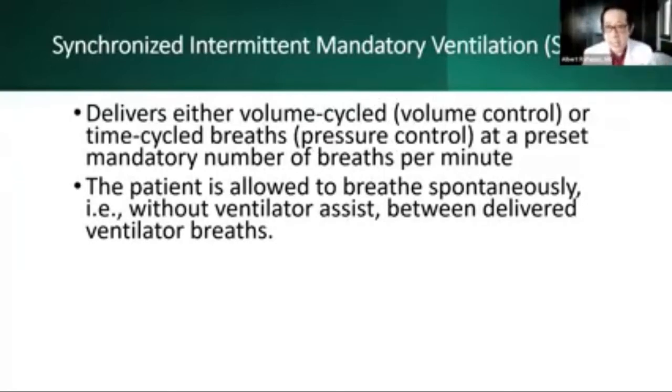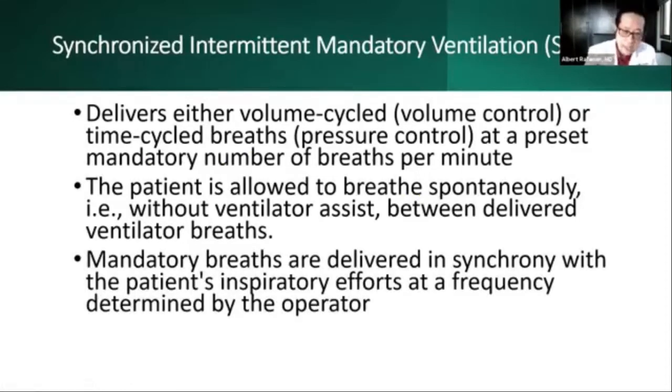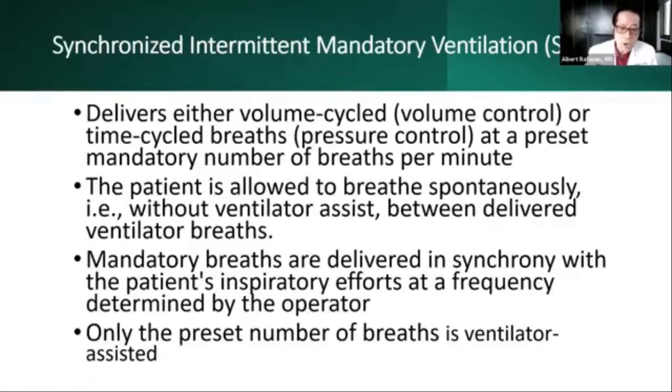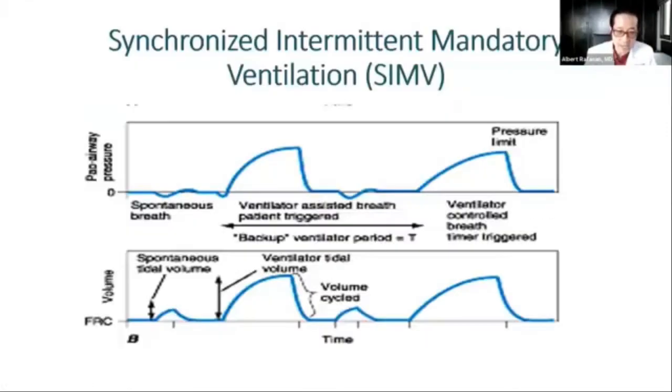So SIMV 10. How about if the patient's not breathing? The patient's apneic. If you set SIMV 10, it will give 10 as well. Whatever rate you set is what the ventilator will give. That is the mandatory rate of breaths. It will try to synchronize with the patient's inspiratory effort, at a frequency determined by the operator. Only the preset number of breaths is ventilator assisted. So remember that. There's a difference between assist control and SIMV. I hope you understand that.